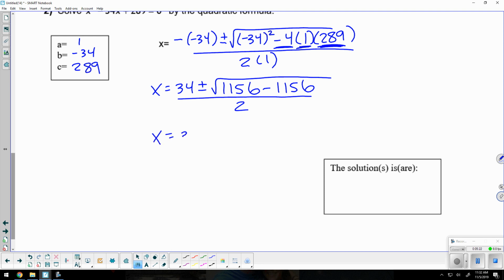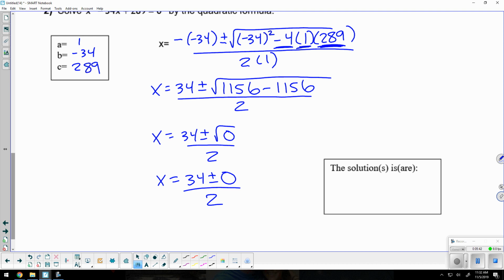So we're going to have 34 plus and minus the square root of 0 over 2. Well, the square root of 0 is obviously just 0. So we're adding and subtracting 0 away from 34 and then dividing by 2. Well, think about it logically. If you add 0 to 34 or if you subtract 0 from 34, it's still going to be 34.